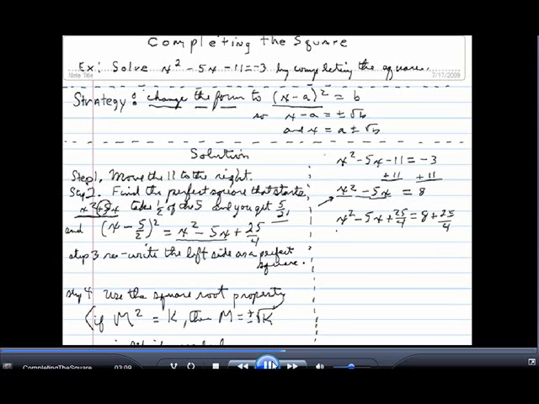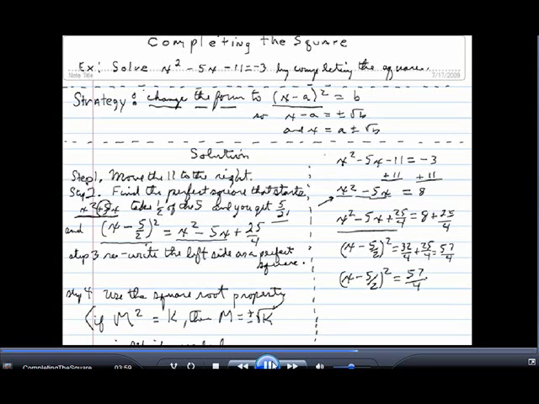Now we're going to rewrite this left side in its perfect square form. The way we got that was by squaring x minus 5 halves. So we're going to write this as x minus 5 halves squared is equal to, and now in order to be able to combine those terms on the right, we have to have a common denominator. So instead of calling it 8, I'm going to call it 32/4 plus 25/4, and that will give us 57/4.